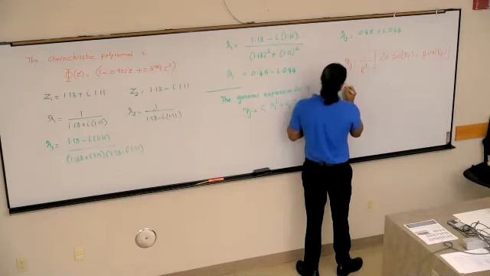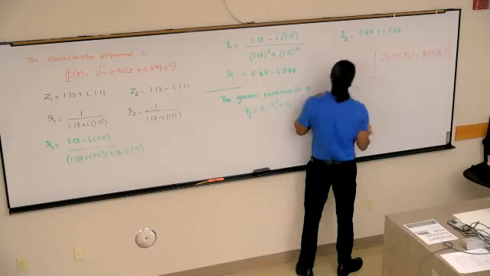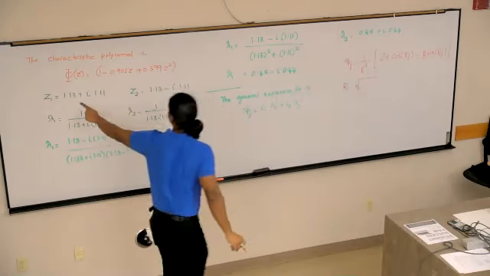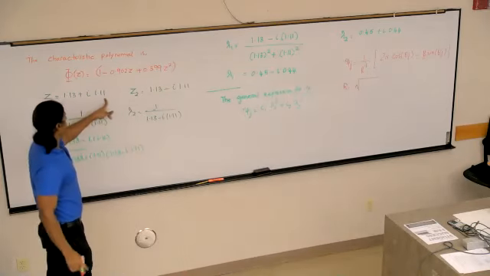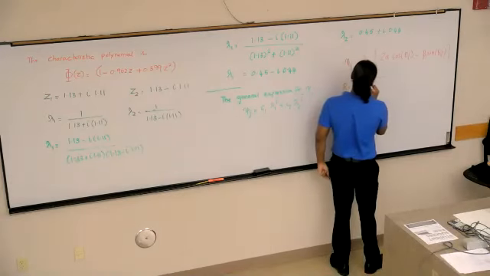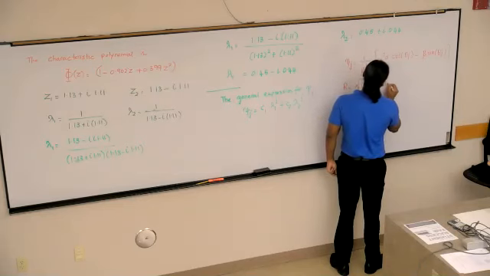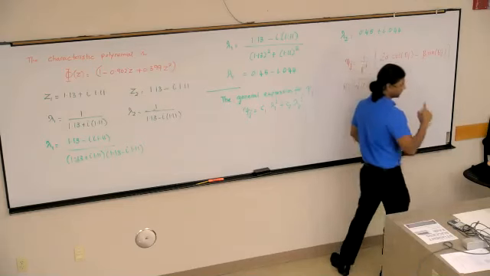So R would be the magnitude, which is the square root of a squared plus b squared. So 1.13 squared plus 1.11 squared. And what do we get?